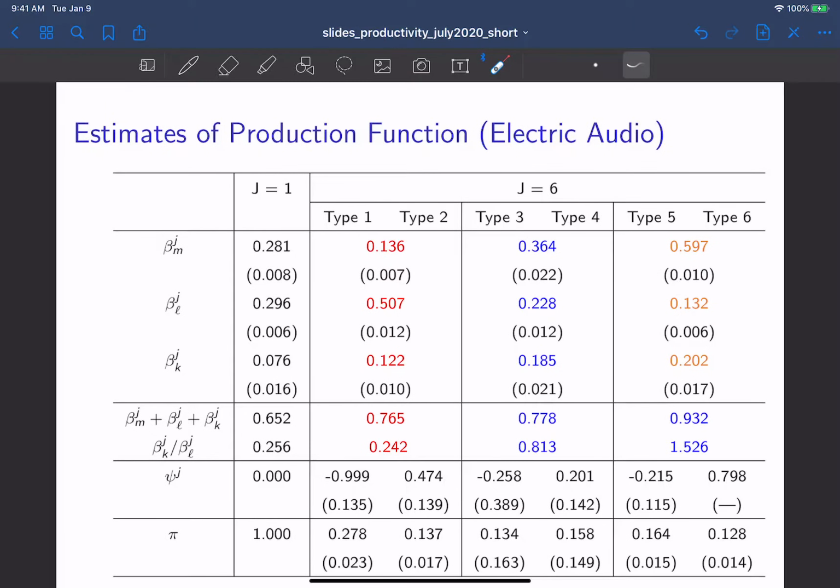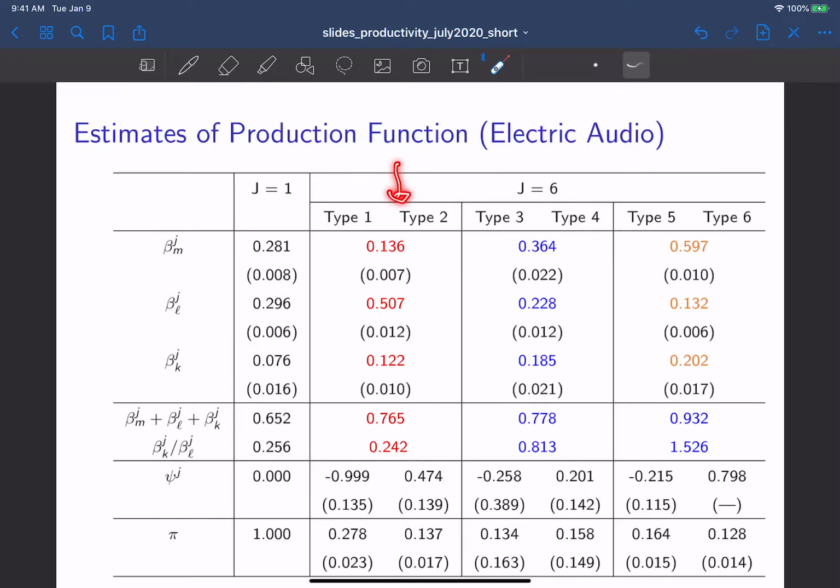So we're going to have estimates of the production function. When we assume the production function is homogeneous, we have a very low return to scale, which is 0.65. Once we introduce the heterogeneity, we have a little bit bigger return to scale. It's, I'd say, a more reasonable one.